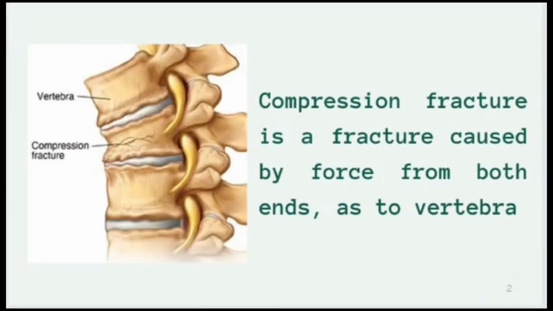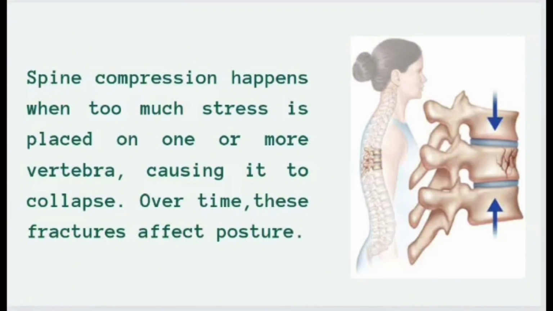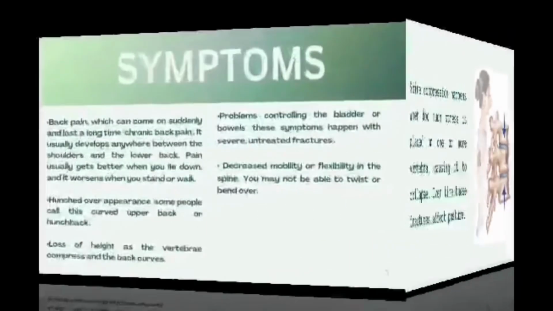I'm going to discuss the compression fracture. Compression fracture is a fracture caused by force from both ends of the vertebra. Spine compression happens when too much stress is placed on one or more vertebrae, causing it to collapse. Over time, these fractures affect posture.